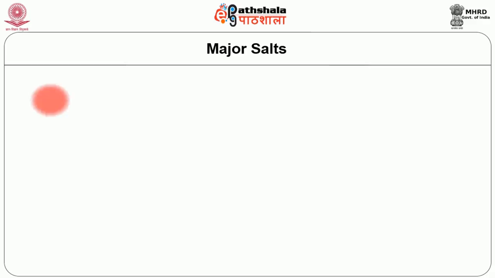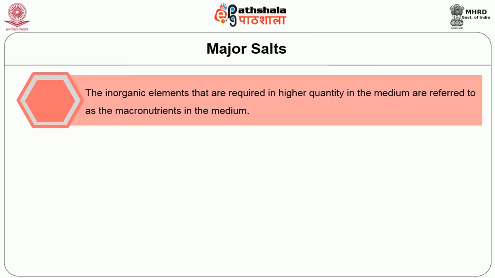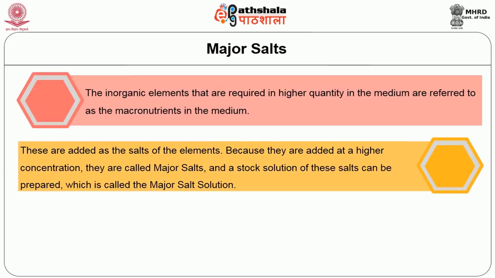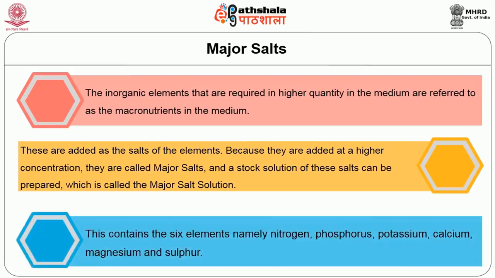The inorganic elements that are required in higher quantity in the medium are referred to as the macronutrients in the medium. These are added as the salts of the elements. Because they are added at a higher concentration, they are called major salts, and a stock solution of these salts can be prepared, which is called the major salt solution. This contains six elements, namely nitrogen, phosphorus, potassium, calcium, magnesium and sulfur.